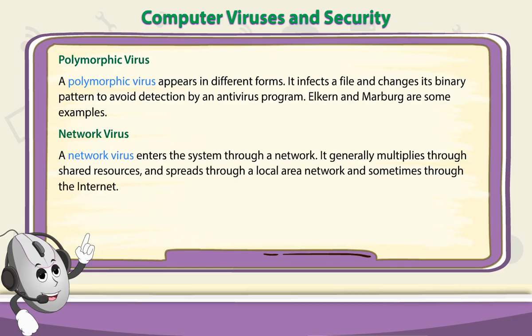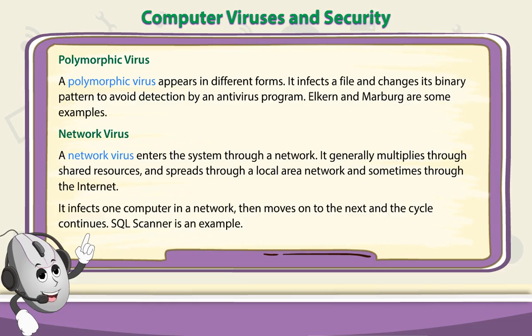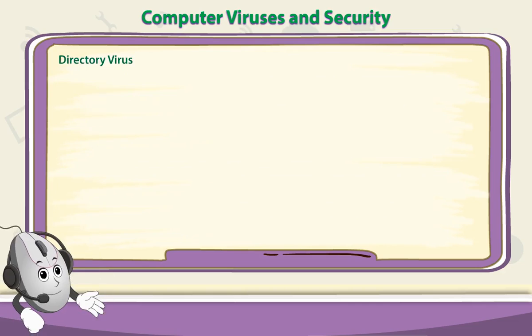Network virus. A network virus enters the system through a network. It generally multiplies through shared resources and spreads through a local area network and sometimes through the internet. It infects one computer in a network, then moves on to the next, and the cycle continues. SQL scanner is an example.